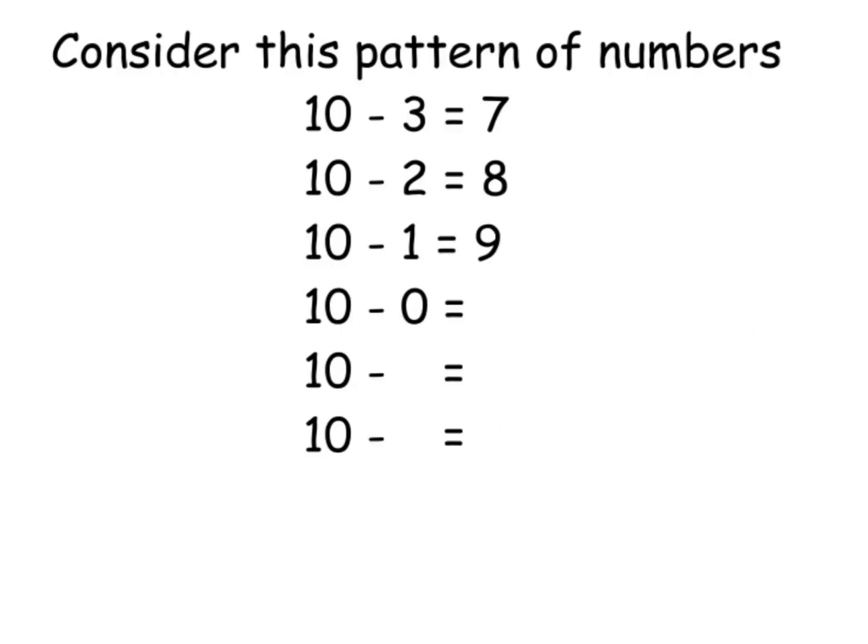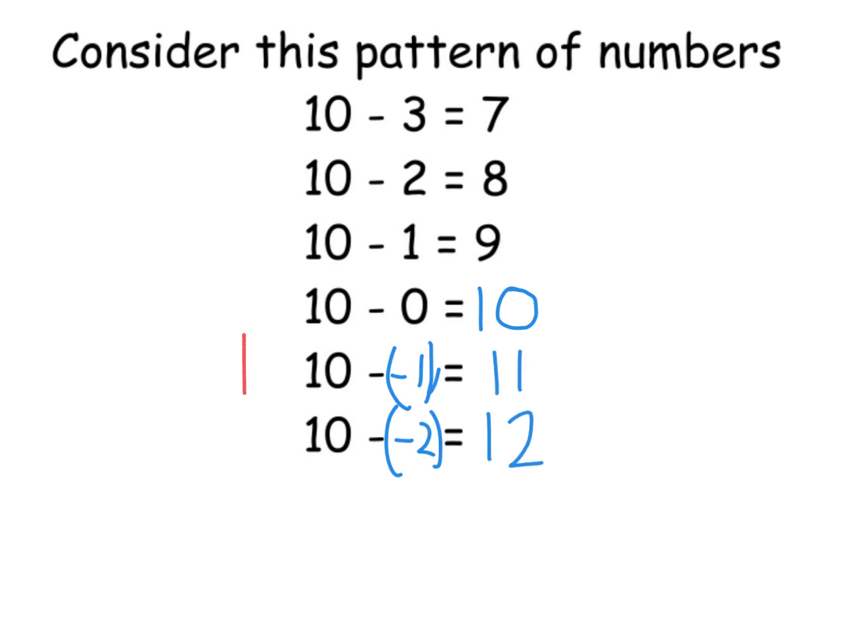So look at this pattern, dead simple sums. 10 take away 3 is 7, 10 take away 2 is 8, 10 take away 1 is 9, nothing new there. 10 take away 0 would then be 10. Now following this pattern, I go minus 3, minus 2, minus 1, 0. So the next number I'm going down by 1 would be minus 1 and the next one would be minus 2. And then following the pattern at the side, if I go 7, 8, 9, 10, the next number would be 11 and the next number would be 12.